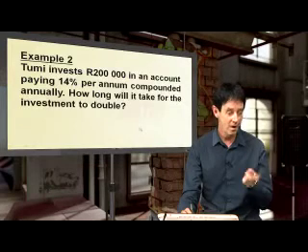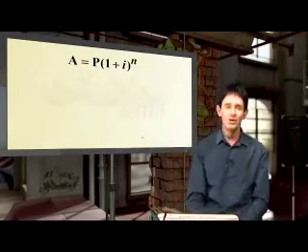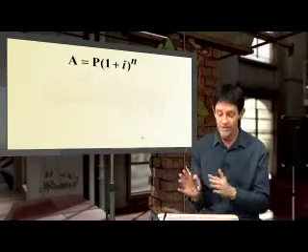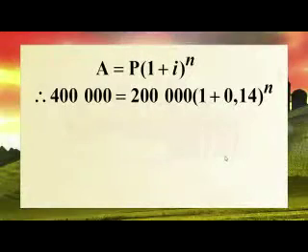Okay, so the formula for compound interest, there we go. You got it there. That's pretty cool. It's A is equal to P(1 + i) to the exponent n. Okay. Now, what are we going to do? Well, let's see. 200,000 Rand, he wants to double his money.